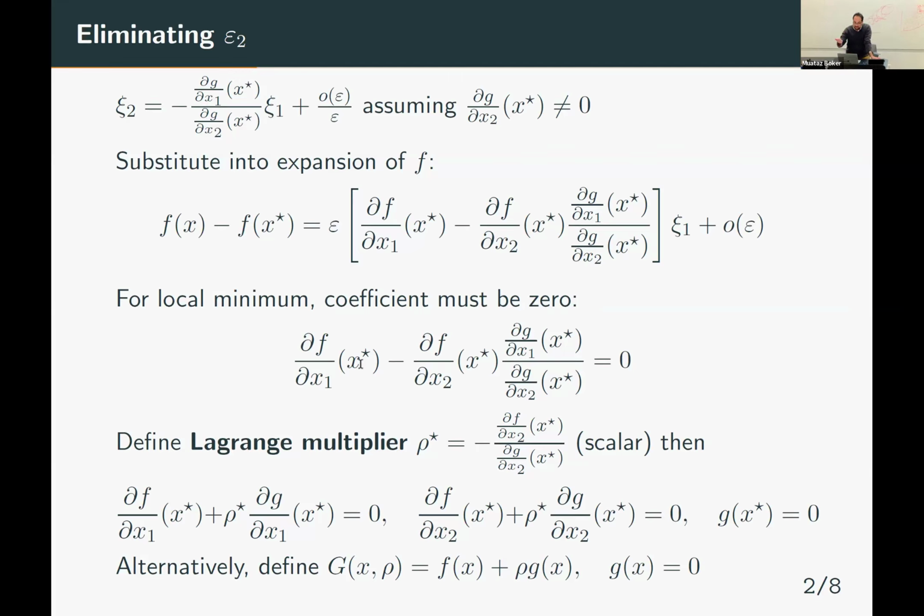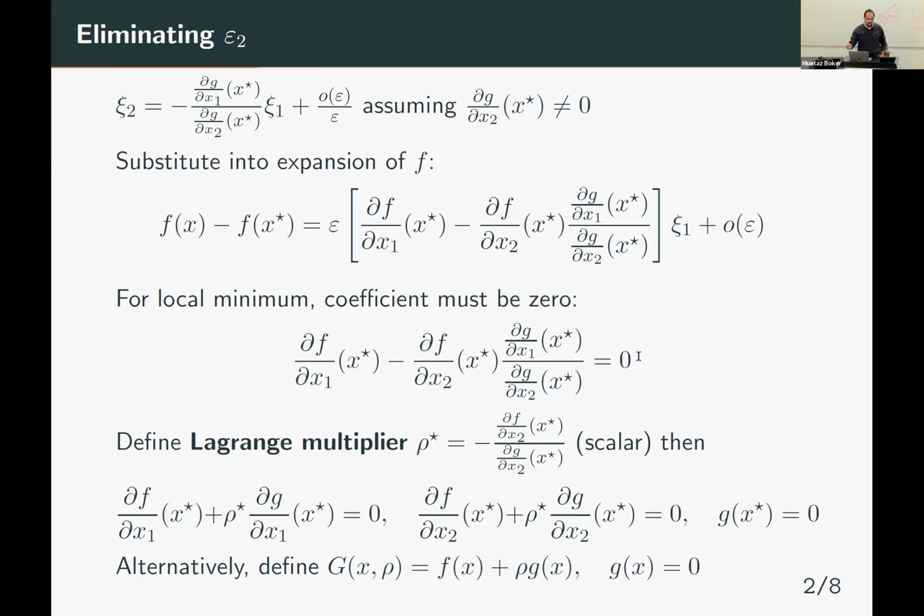Because x star is known. And one more thing that is also promising about this condition is that these terms are all scalars. This is a scalar, this is a scalar, this is a scalar, this is a scalar. It's always nice to work with scalars rather than vectors, obviously. So that's nice, and this is promising.